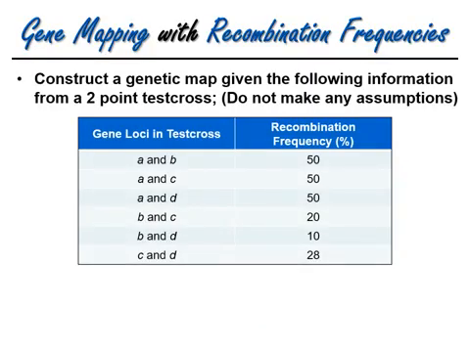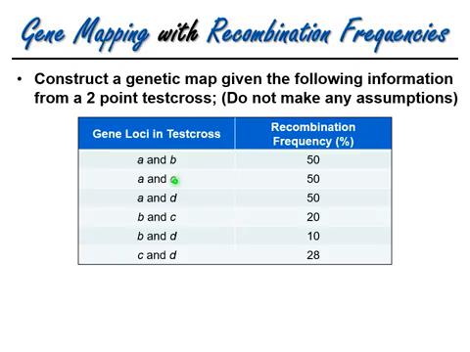Okay, so here's that second example I was promising. We want to construct a genetic map given the following information from a 2-point test cross. Now that's all it says, so I'm telling you, do not make any assumptions. What that means is do not assume just one chromosome, especially when you see 50, 50, 50. You've got a bunch of 50s in there, and that should make you pause. That should make you say, oh, okay, that means that A and B, I have no idea if they are linked or not linked. They're probably not linked. They're going to be in different linkage groups.